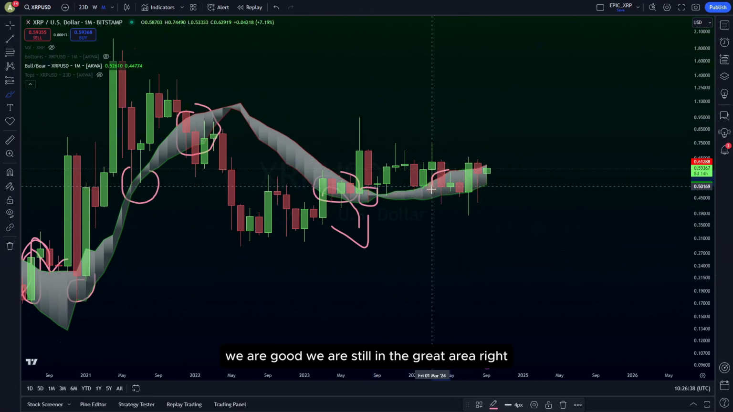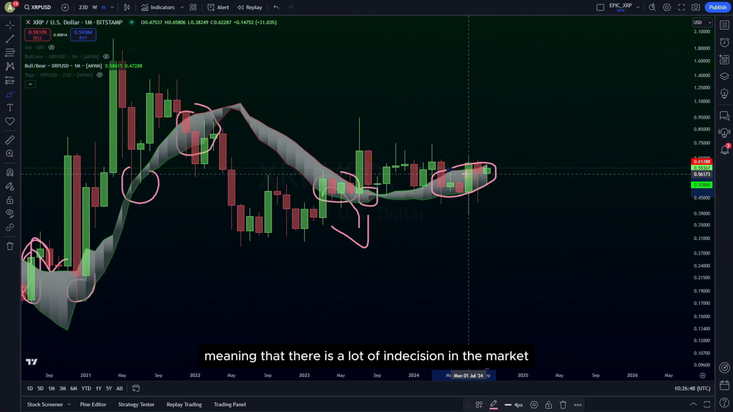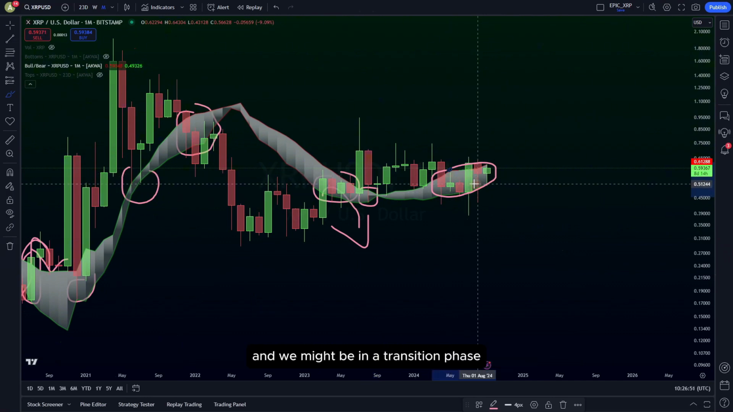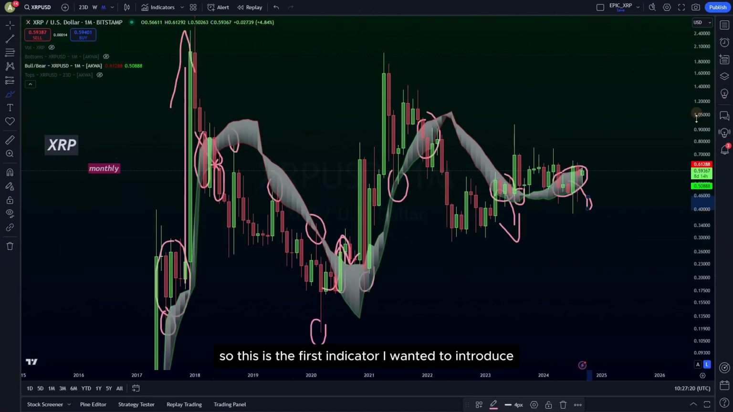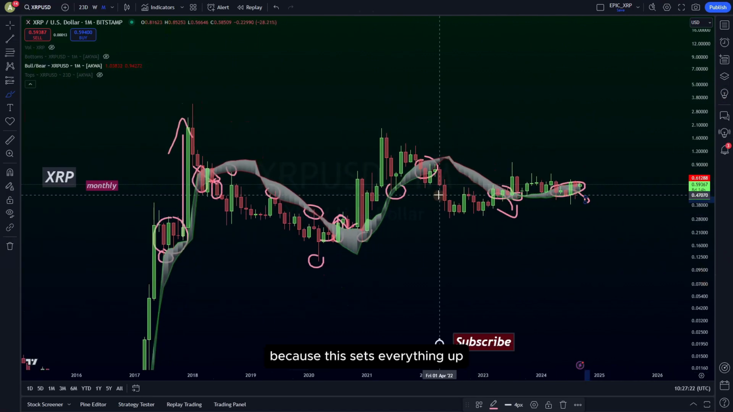We are still in a gray area, right? Meaning that there is a lot of indecision in the market and we might be in a transition phase, but as long as we stay inside the band and we don't go below it, we are still in a bull market. So this is the first indicator I wanted to introduce because this sets everything up.